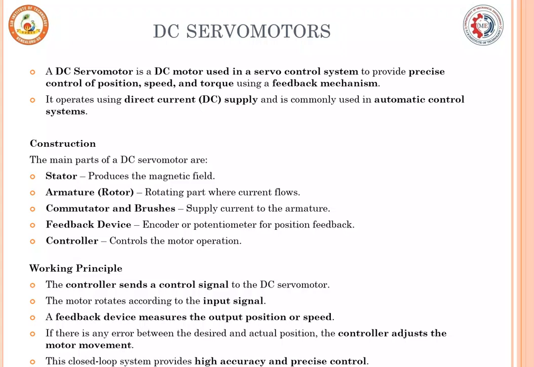So in continuation with respect to the previous slide, the DC servo motor is used in the servo control system to produce precise control of position, speed and torque using a feedback mechanism. It operates using direct current supply and is commonly used in automatic control systems. In the construction of the DC servo motor, there will be a stator, a rotor, commutator and brushes, a feedback device and a controller.